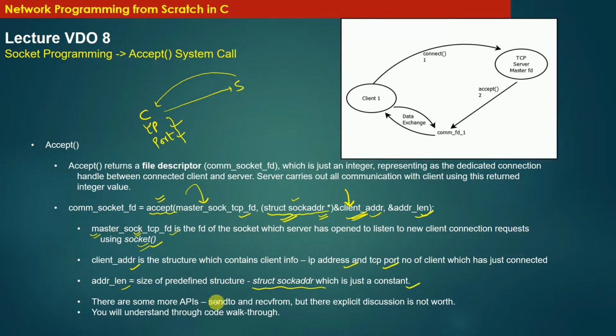There are some more APIs like sendto and recvfrom, but their explicit discussion is not worth it here. As the name suggests, sendto eventually sends the data out of the machine, and recvfrom is used to receive the data arriving on the machine. So when we have the code walkthrough, we will discuss these types of system calls right there, and there you will have a better understanding of how different things fit together and work together.